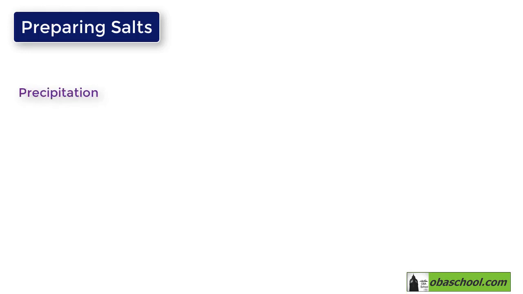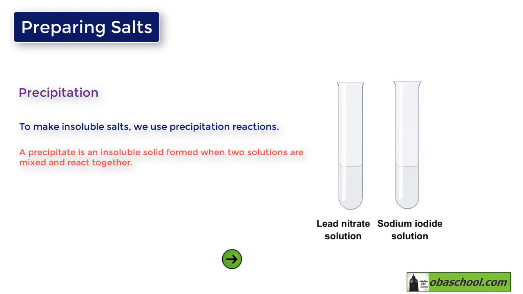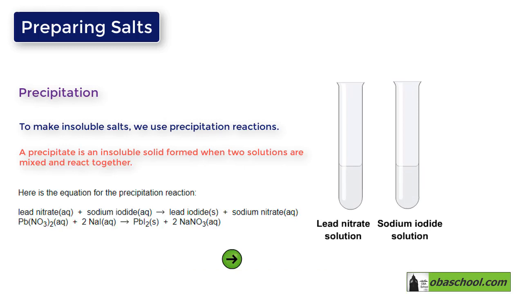Another method is precipitation. Not all salts are soluble. To make insoluble salts, we use precipitation reactions. Let's start first by defining precipitate. A precipitate is an insoluble solid formed when two solutions are mixed and react together. Let's look, for example, at making lead iodide by the precipitation method.